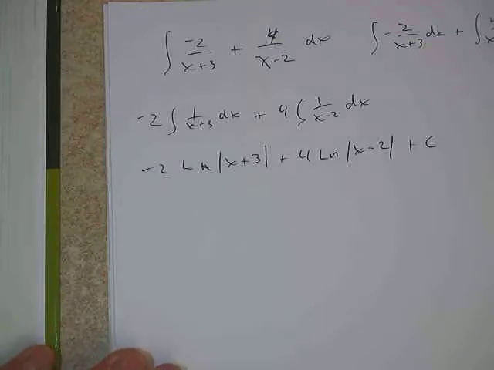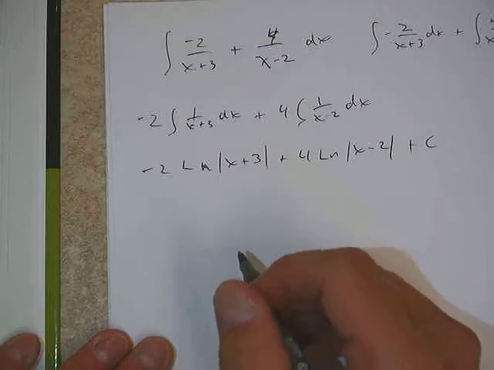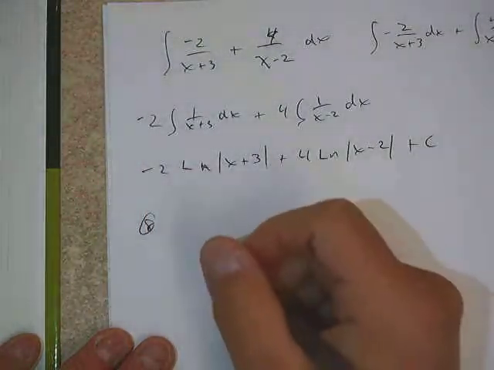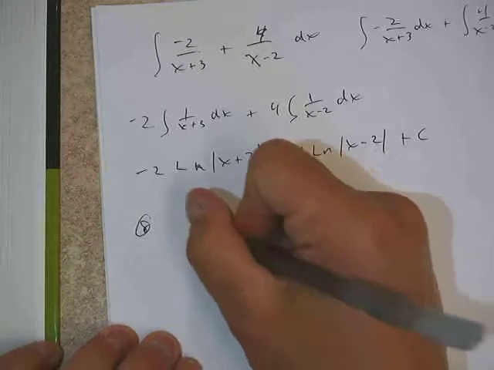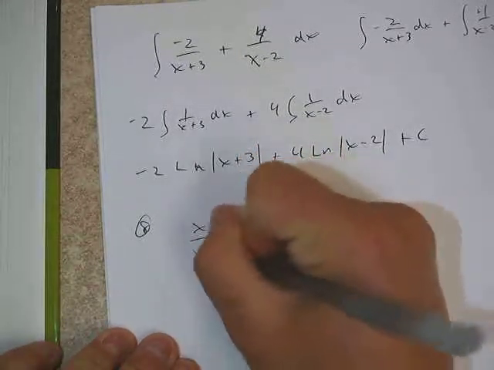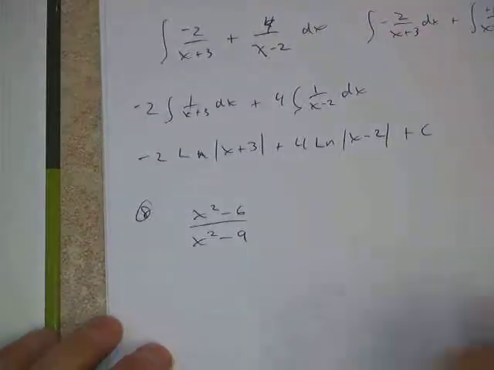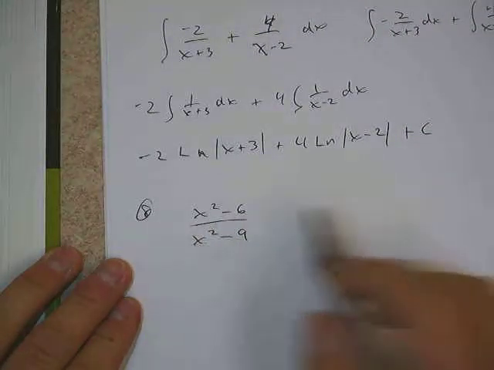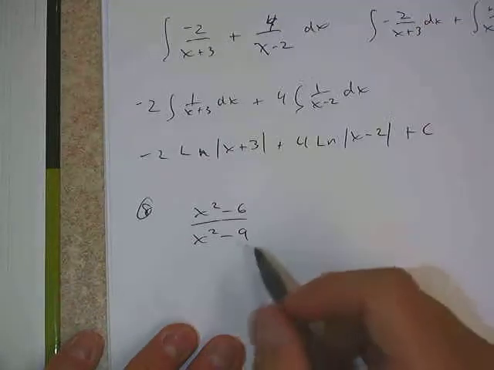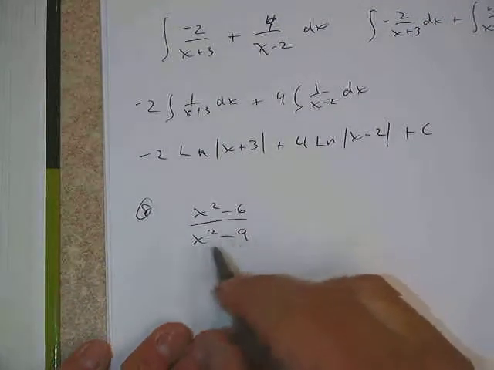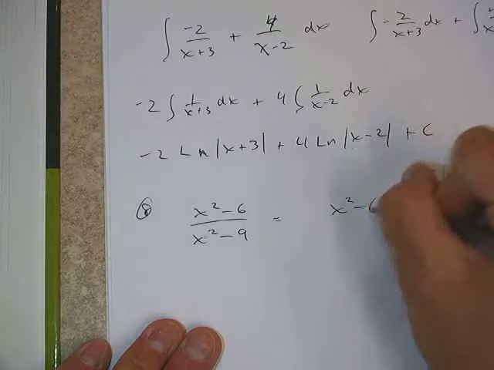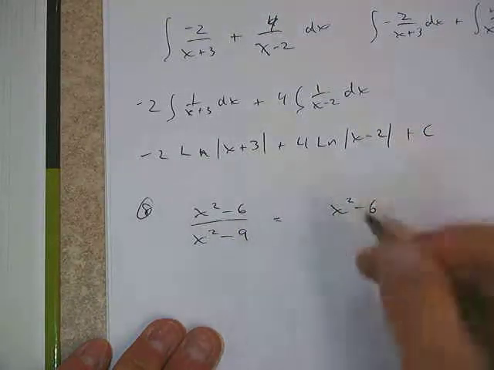Now, the issue that I discussed a second ago was saying that the degree of the bottom here needs to be bigger than the degree of the top in order for this to work is a fact. The issue is what happens if that's not the case? What if we get a situation where the degree of the top is not smaller than the degree of the bottom, say perhaps x squared minus 6 and x squared minus 9? So what would happen if we had that situation?